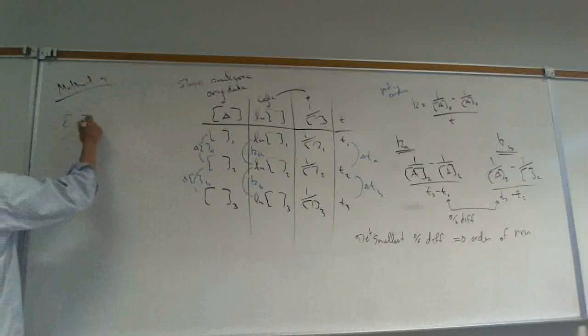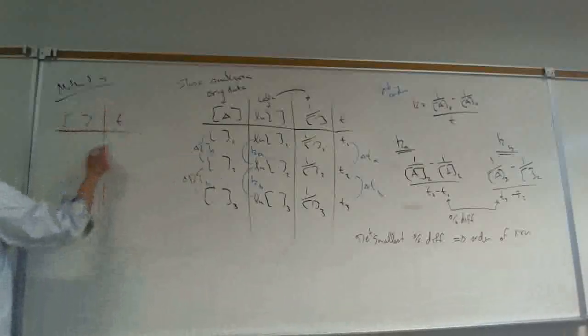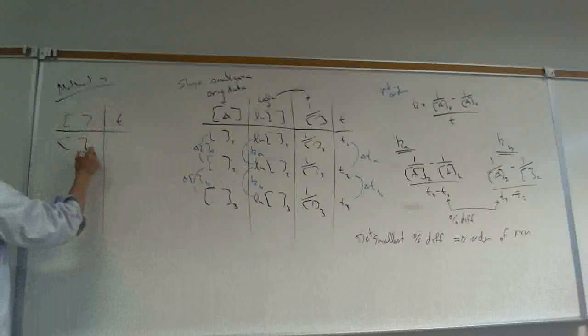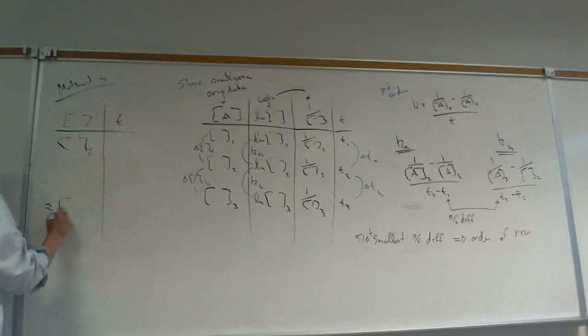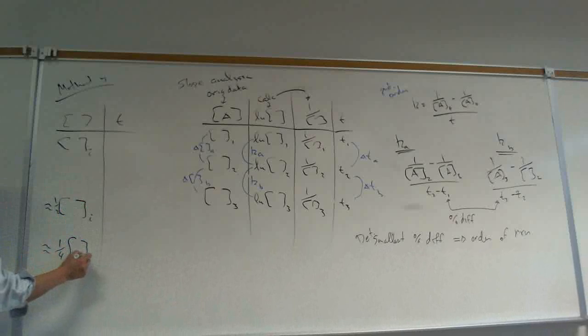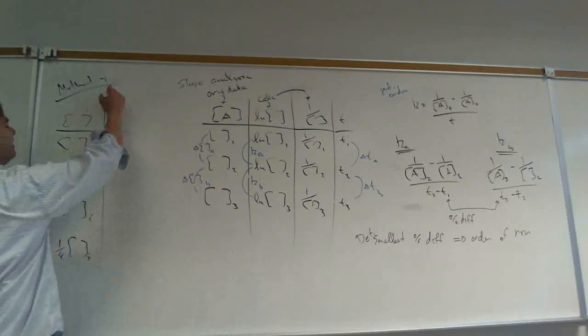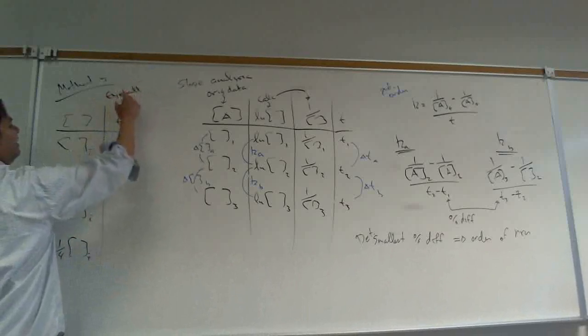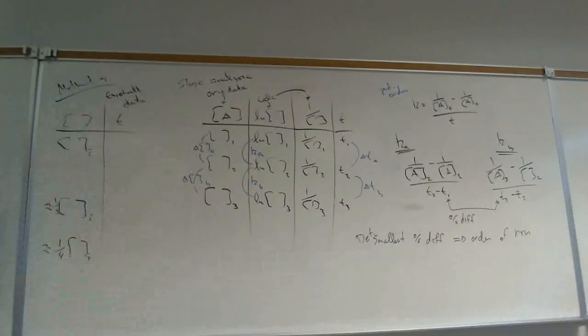Method 4 is if you have a lot of data. You don't just have 3 points, but you have some initial, and then you have something that's roughly 1/2 the initial, and then you have something that's roughly 1/4 the initial. And so this is the eyeball data method. The eyeball data method is for multiple choice questions. If they're asking you what the order is and they give you a data table like this, then you probably can eyeball it and see.